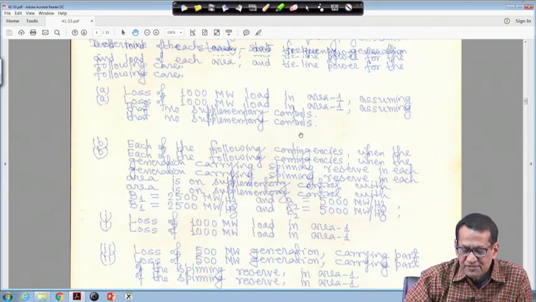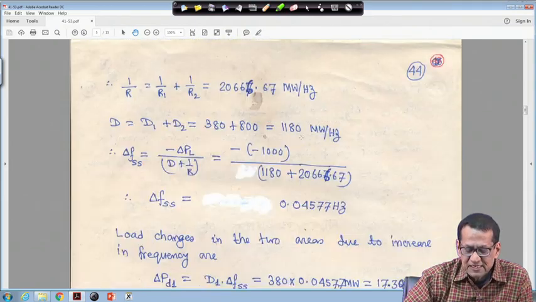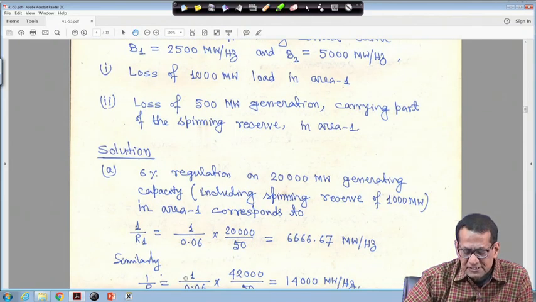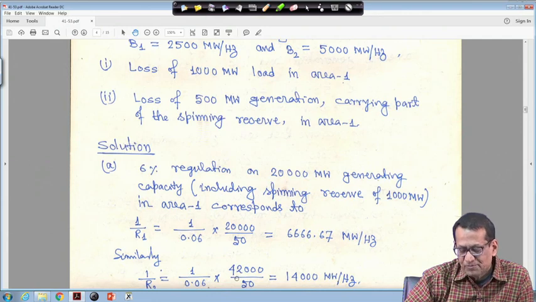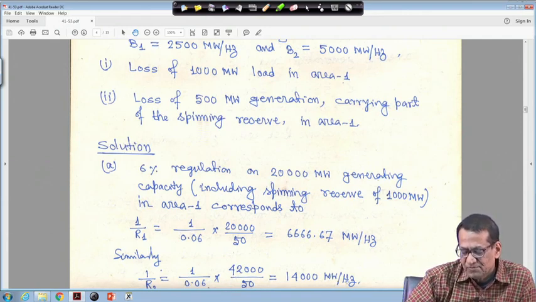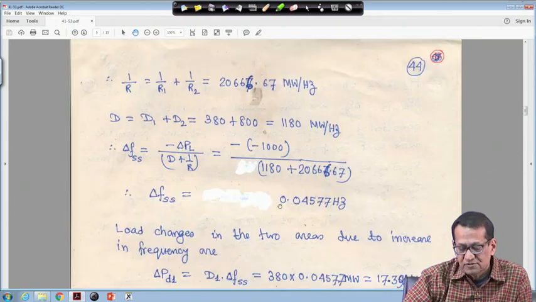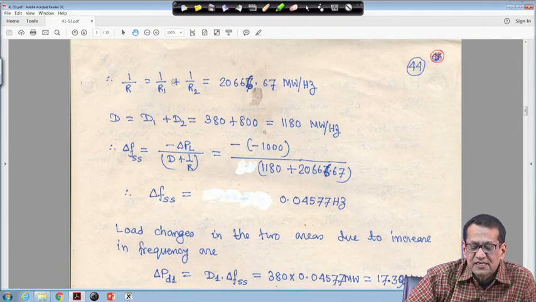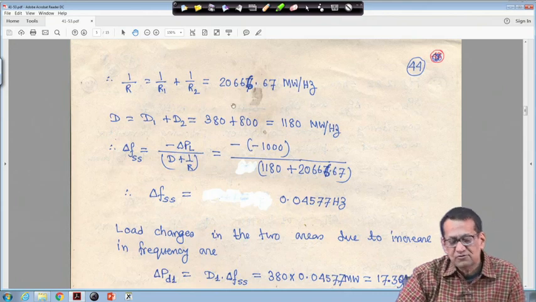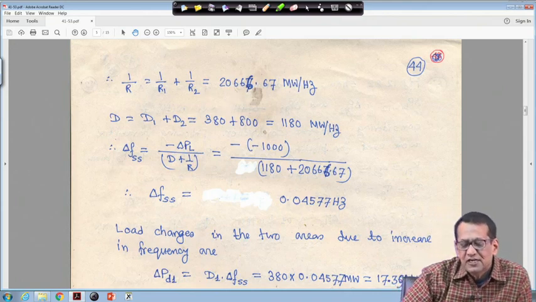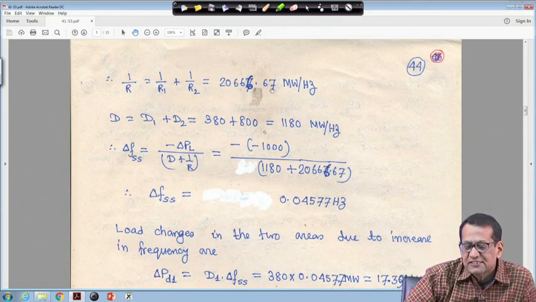So, in this one we have taken that 1/R2 is equal to 42,000 upon 6% of 50. So, 14,000 megawatt per hertz, right. Now 1/R is equal to 1/R1 plus 1/R2. So, if you add both it will be 2667.67 megawatt per hertz, right.